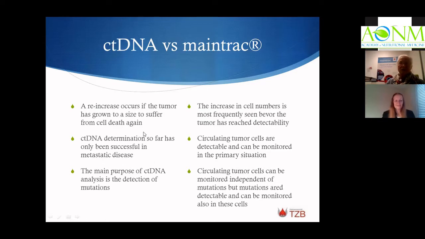ctDNA, just to make it short, can be used only in metastatic disease, whereas circulating tumor cells are detectable at all stages of disease and can be monitored also in the primary situation. And the main purpose of the circulating DNA is to detect mutations, which then can be addressed by certain drugs. We look at the tumor cells independent of their mutations and just look at their behavior.